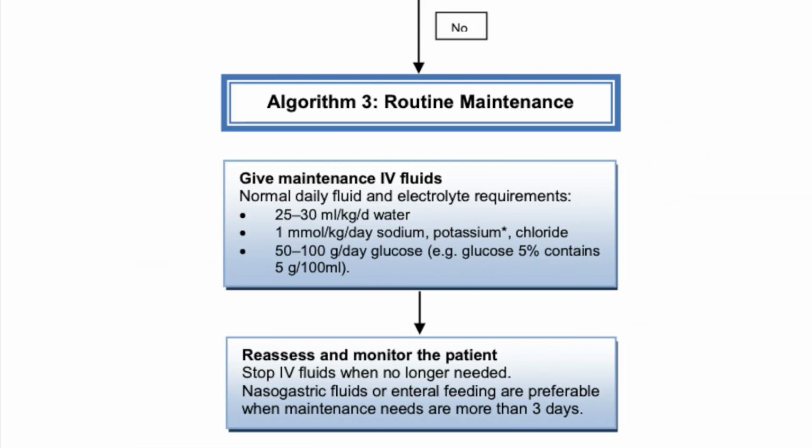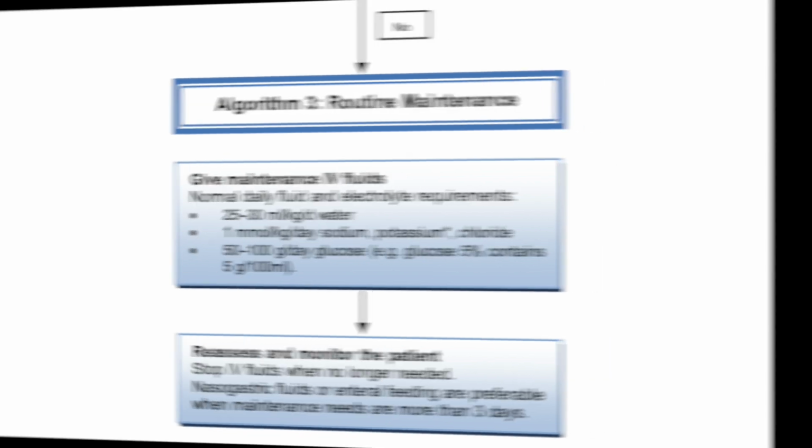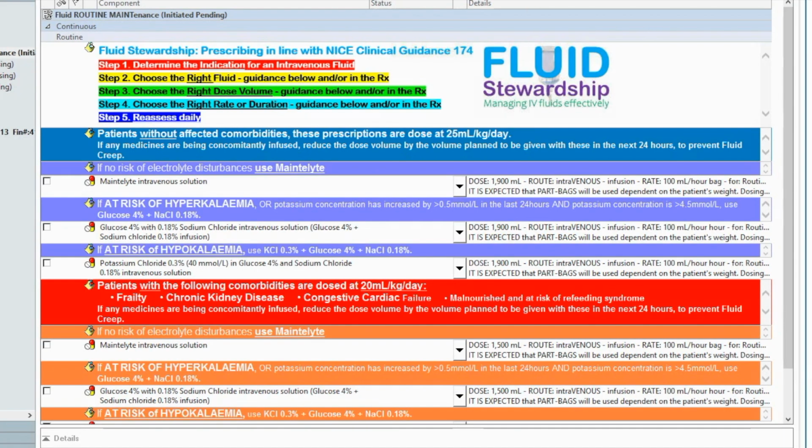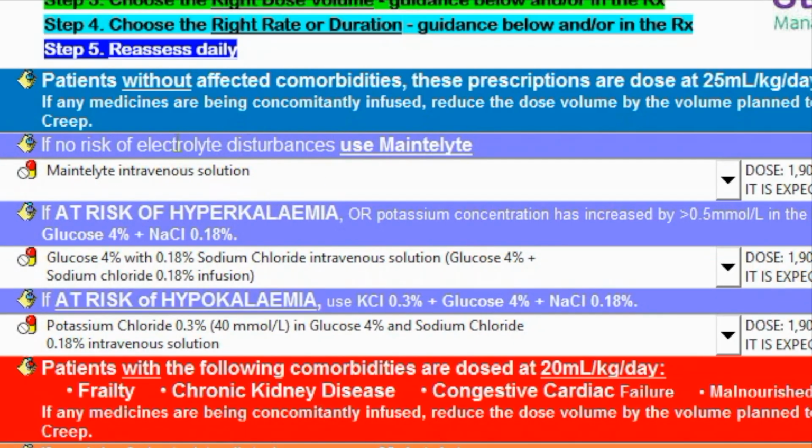The final step in NICE's fluid guidance is routine maintenance. Now, in this case, we've got a choice of 3 different fluids and 2 different dosing regimens. If people's electrolytes are normal, you'd use Maintenolite, which provides a balanced amount of electrolytes to give the daily amount of potassium and sodium and water. If they are hyperkalemic, then you should be following the hyperkalemia guidelines. But if at risk of hyperkalemia, then you would use a bag without any potassium in.